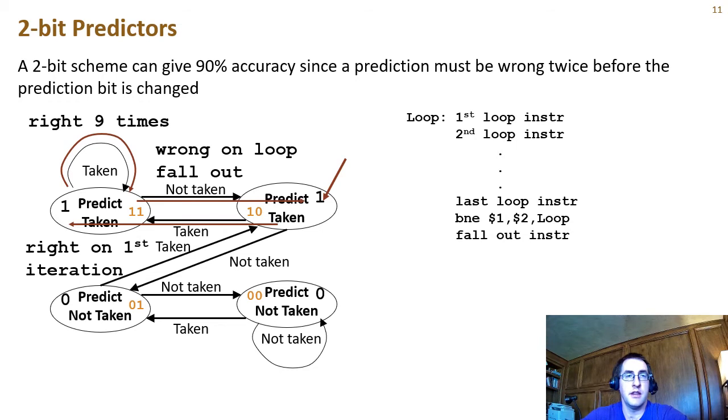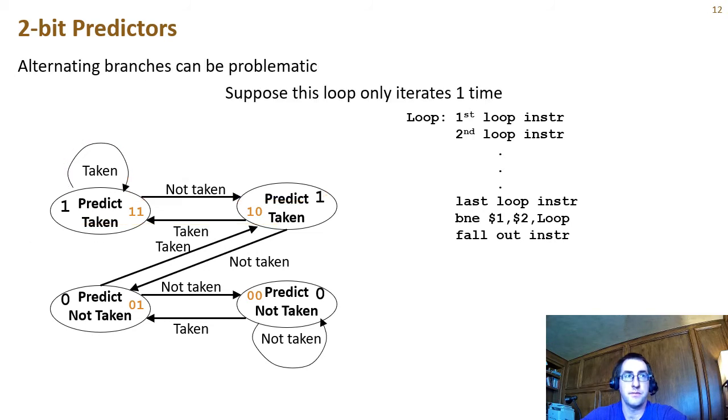And then on the fallout of the branch, we're wrong because we predict taken at the end. The branch is actually not taken. We return back to this weakly predict taken state for the next time the loop runs. And so this gives us an accuracy of 90%. We're right the first time, and we're right each of the interior iterations of the loop, but we're wrong at the end of the loop.